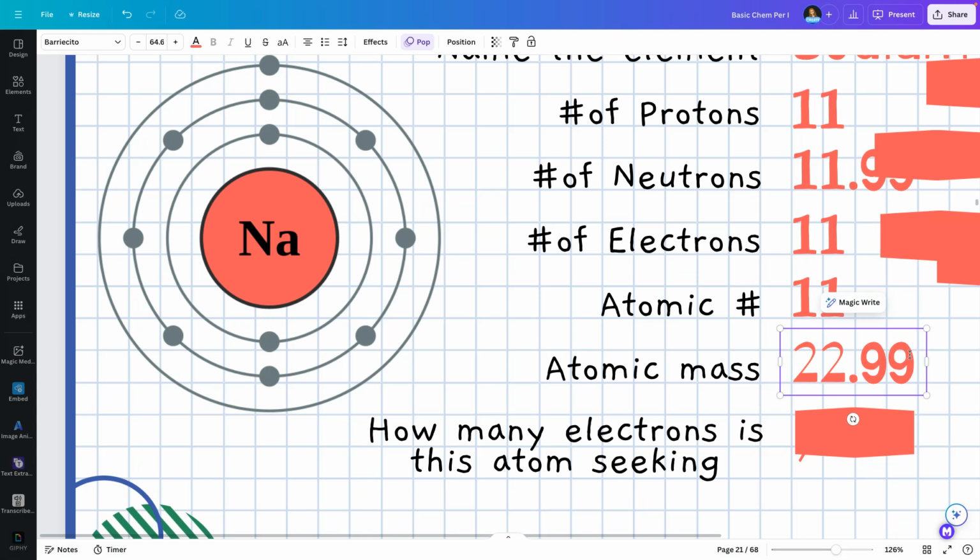And how many electrons? This is the first time you see this question, which I asked you before. How many electrons is sodium seeking? Raise your hand if you think you might know the answer. Why do you say 7? Because I counted all the ones on there. There's 11, and I know 2 plus 8 plus 8 is 18, so I did 18 minus 11 is 7.